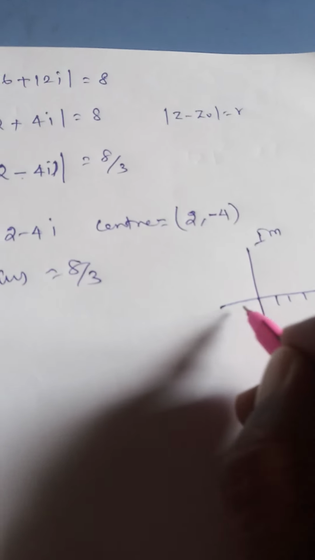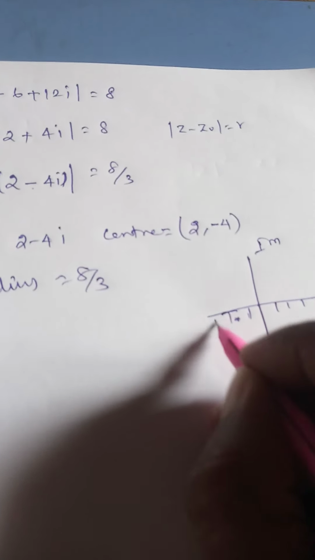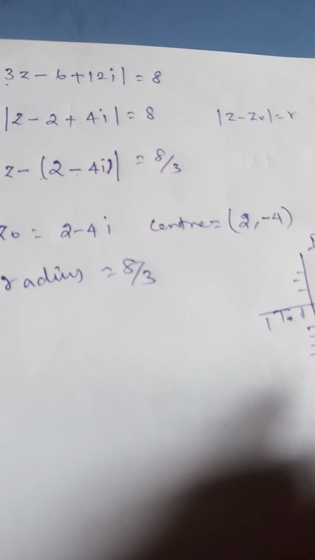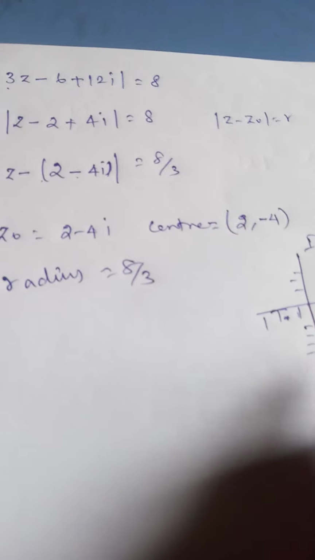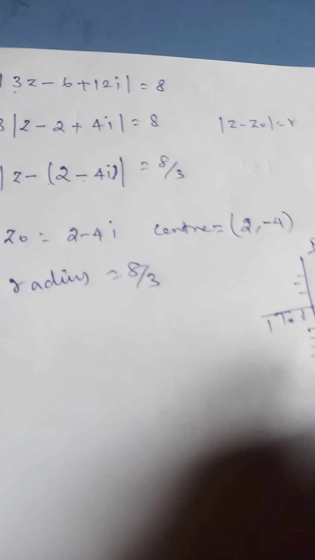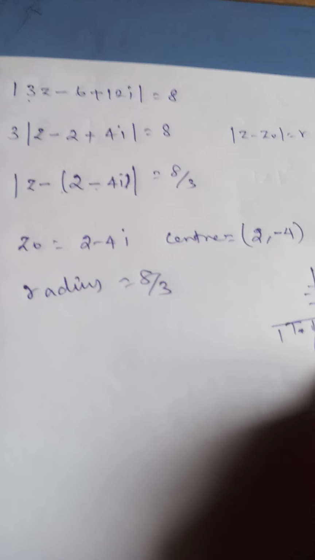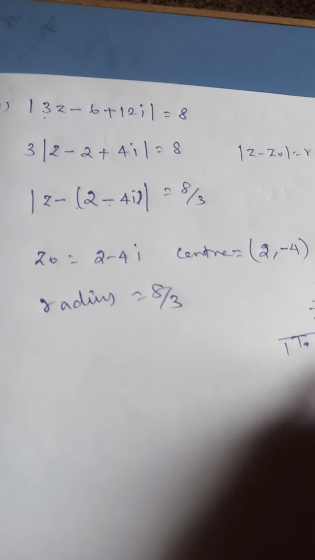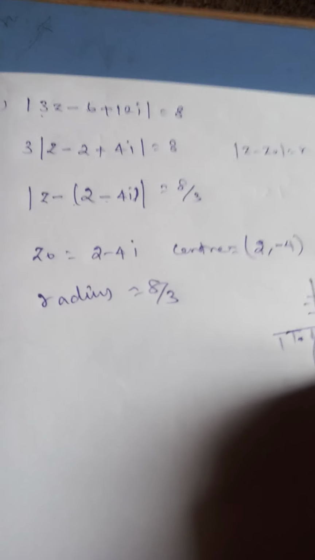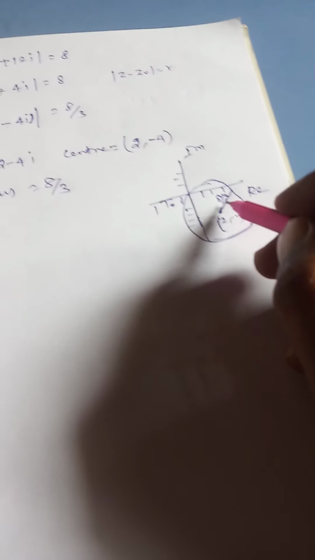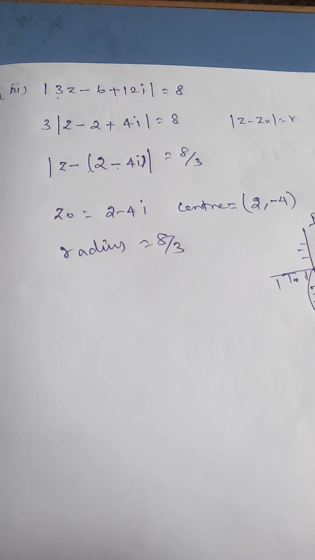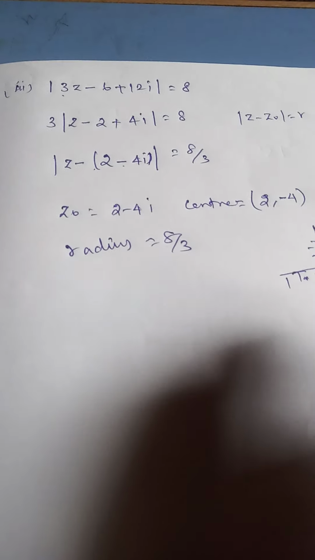Now the real part and imaginary part: mark 1, 2, 3, minus 1, 2, 3. The center is (2, minus 4). Draw a circle with radius 8 by 3 around that center. That is the representation of the circle. That's all.